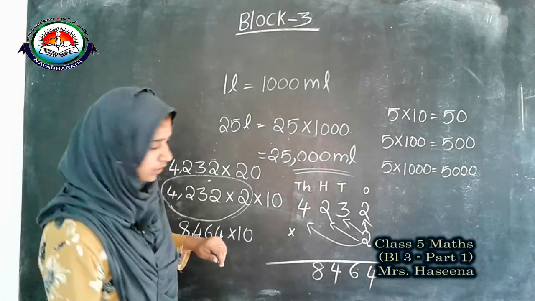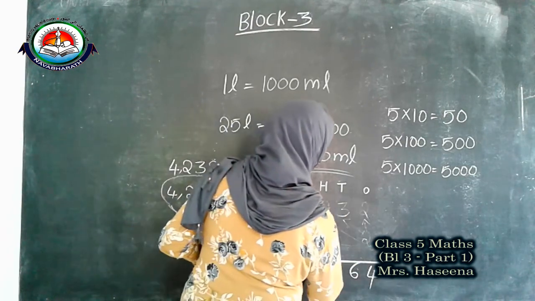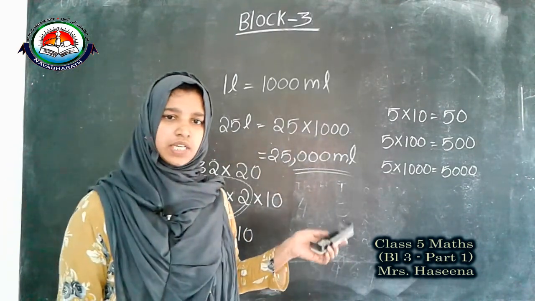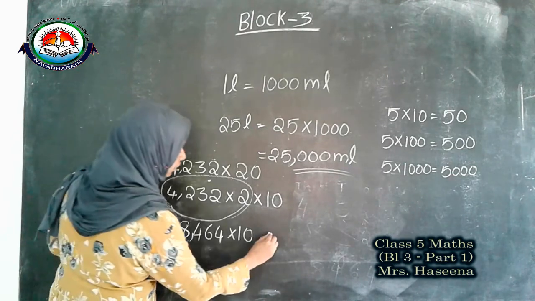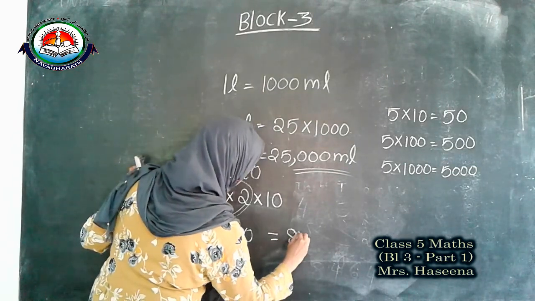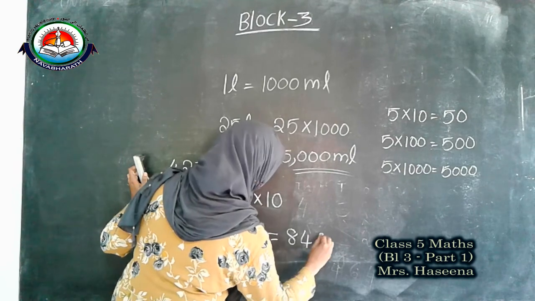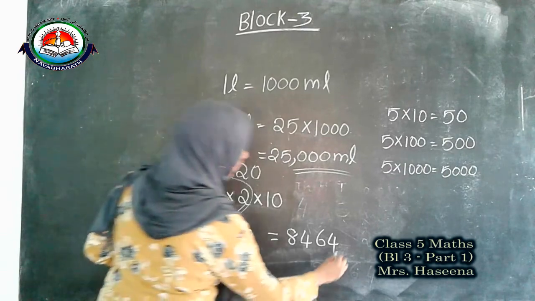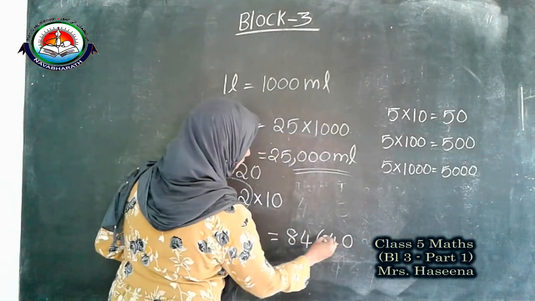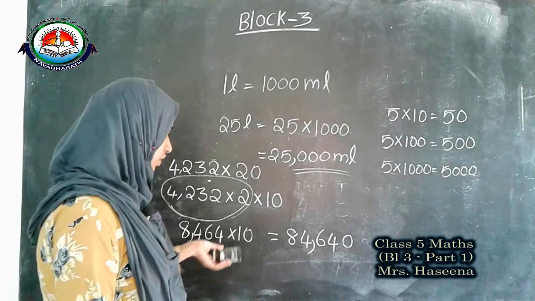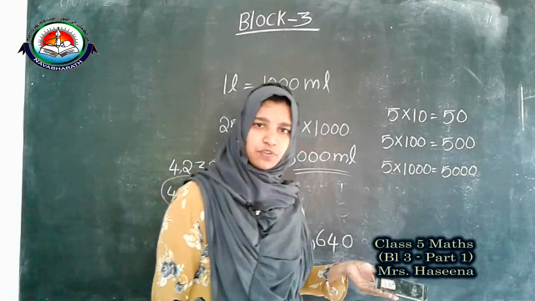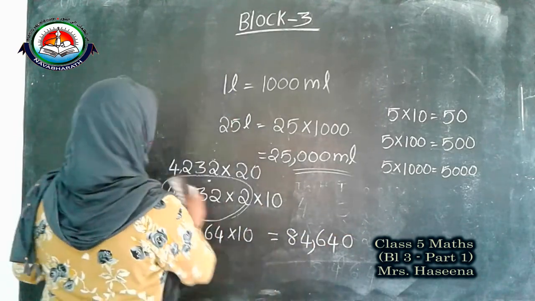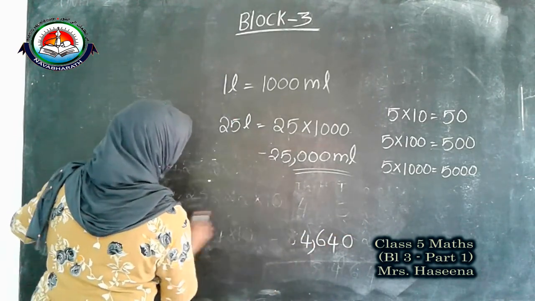Then we know any number multiplied by 10, how many zeros will we add? We want to add 1 zero. So 8464 with 1 zero. After 3 places, the comma will come. So what is the answer? 84,640. Okay. One more example, can we check it?